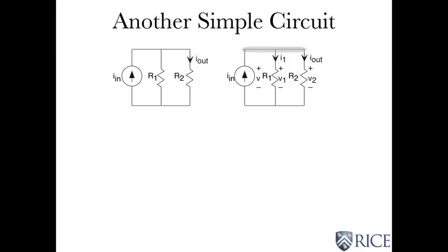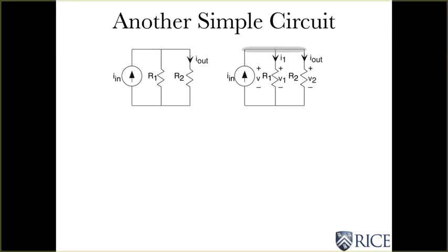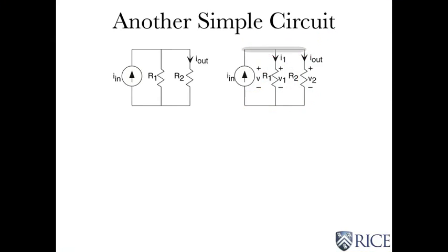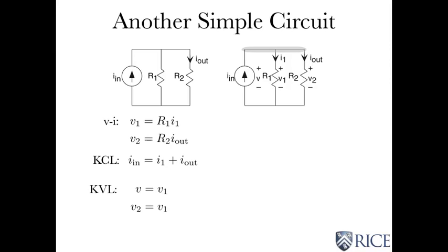And you should see that there are two nodes. There's a big node here and a big node down there, but we're only going to write KCL at that node. And there are two loops, so we get exactly the number of equations we need. We have two VI relations, and the third one is for the current source. We have the KCL equation. One KCL equation, we have two KVL equations.